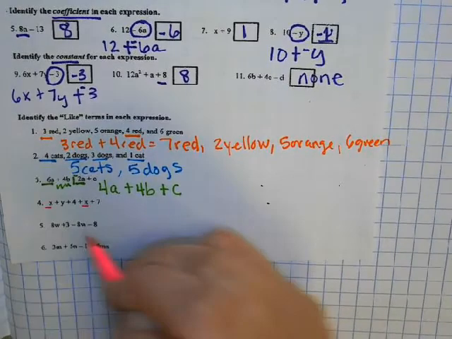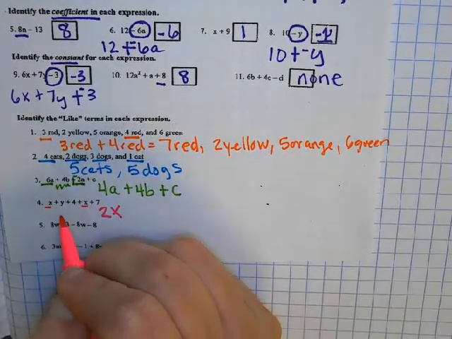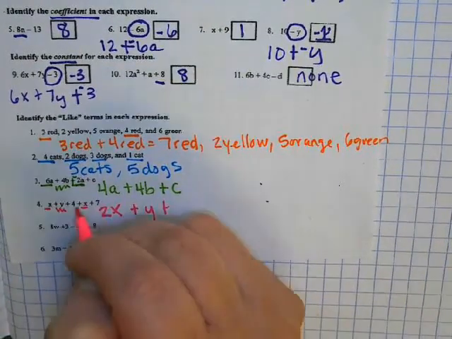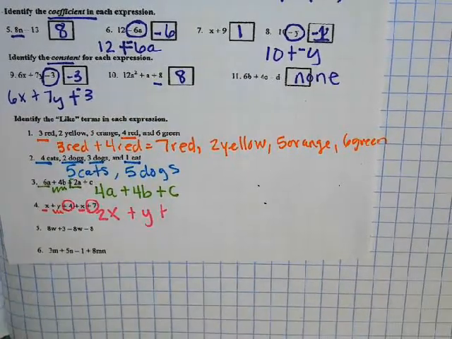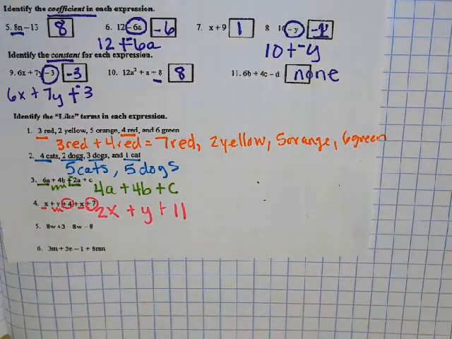X and X gets me 2 X's. Y, there are no other Y's to put together. But 4 and 7 are both constants or plain old numbers, so I can put them together to get 11. That is my simplified expression. That's as small as it can get.